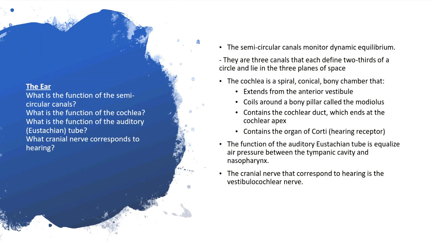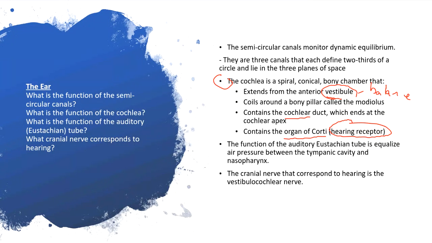Okay, next we're gonna talk about the cochlea. The cochlea is the structure for hearing. Okay, it's a spiral conical bony chamber. It extends from the anterior vestibule. So remember we said the vestibule is for balance. So they're right next to each other. Okay, it coils around a bony pillar. It contains the cochlear duct where the sound travels through. And then it also contains the organ of Corti. And this is how we actually hear because of this organ located in the cochlea.